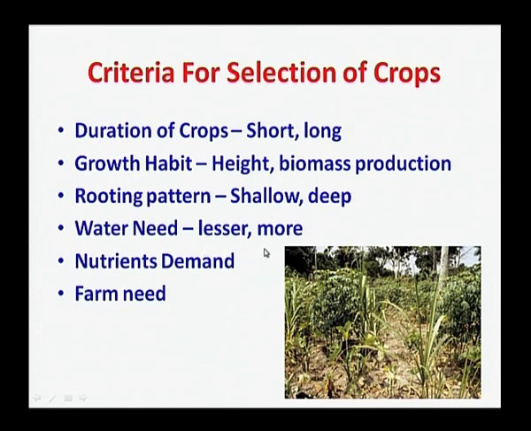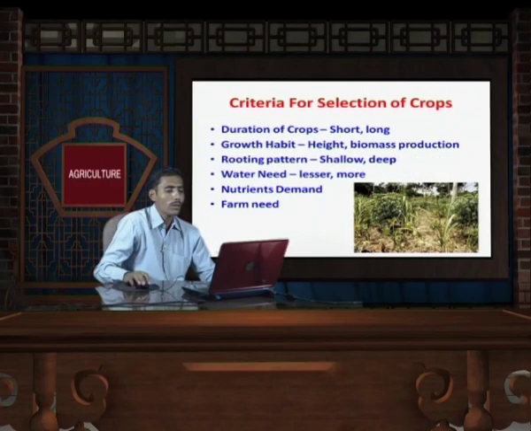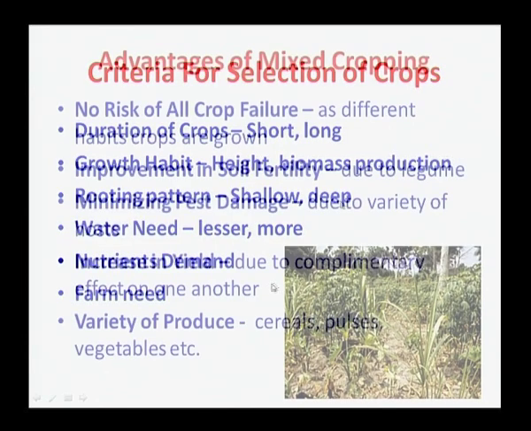Crops needing less water should be mixed with comparatively more water needing crops, and crops with different nutrient demands should be mixed. Crops should also be selected according to the farm need of the farmer. So what resources are available and what are the needs of the farm, according to these crops should be selected for mixed cropping.